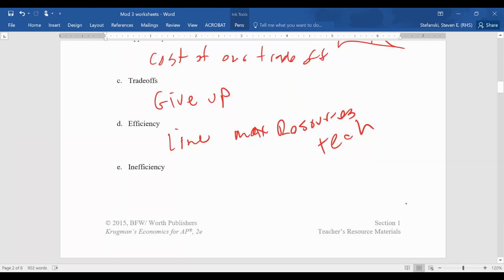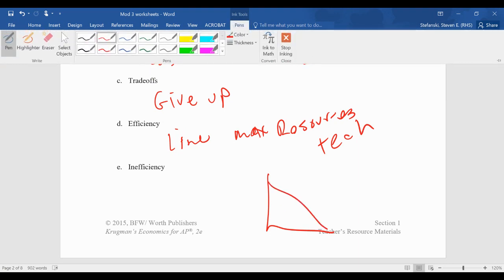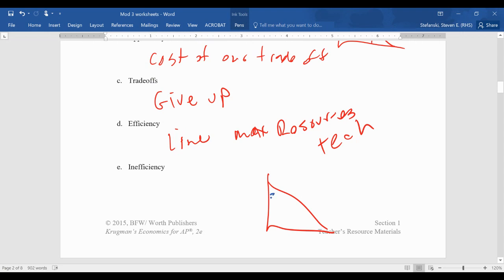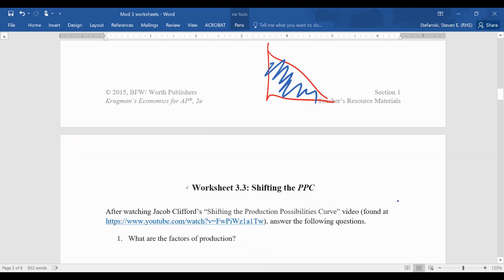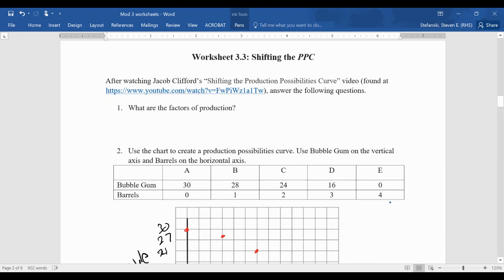And then the next one, E, says, what about inefficiency? Well, if we're inside that graph, let's try a different color here. If we're inside here, that means we're inefficient, right? At any point inside the curve is inefficiency because we can actually produce more of either one of them, and we're just not at that point. Okay, so that's inefficient. So then that leads us to 3.3.